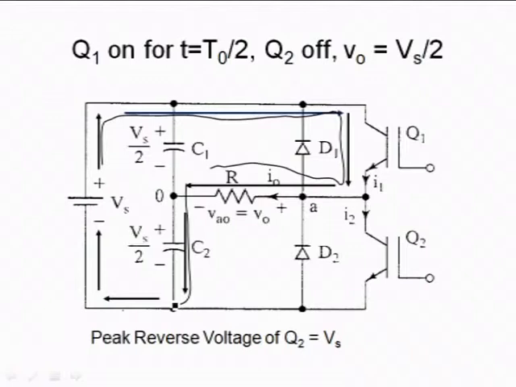The voltage, if you take this as the positive direction, we will get V naught equal to plus Vs by 2. So, when transistor Q1 is on for duration T naught by 2, Q2 will be off, and the output voltage is as shown here: V naught equals plus Vs by 2. The peak reverse voltage of Q2, when Q2 is off, is the entire Vs applied across Q2. Though the output voltage V naught is Vs by 2, Q2 has to withstand this voltage Vs.